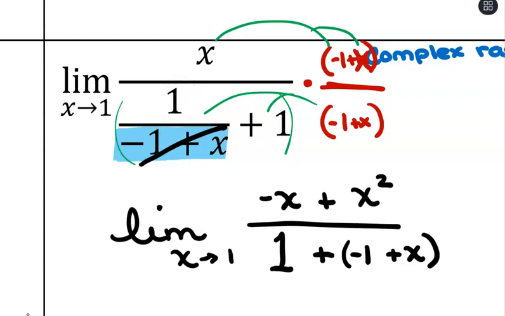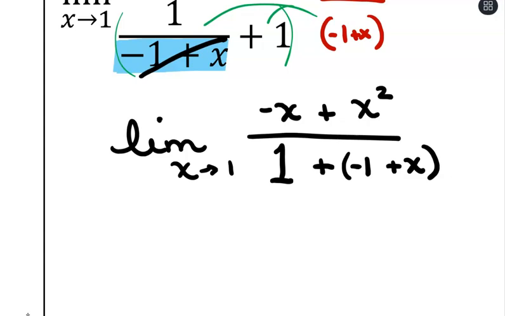So all we had left over was that 1 from that numerator. And then we have our plus, and then it's just 1 times that expression of negative 1 plus x. Okay, so this is a bit of an extra step that I did here, but usually with the numerator we want to simplify it and then factor.